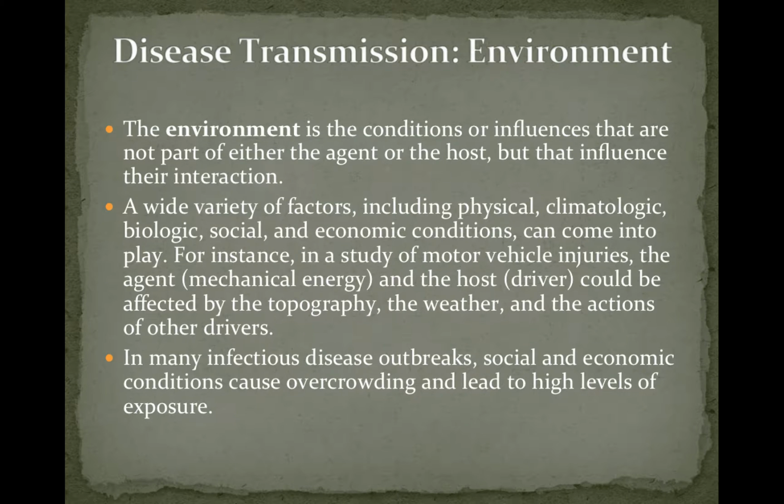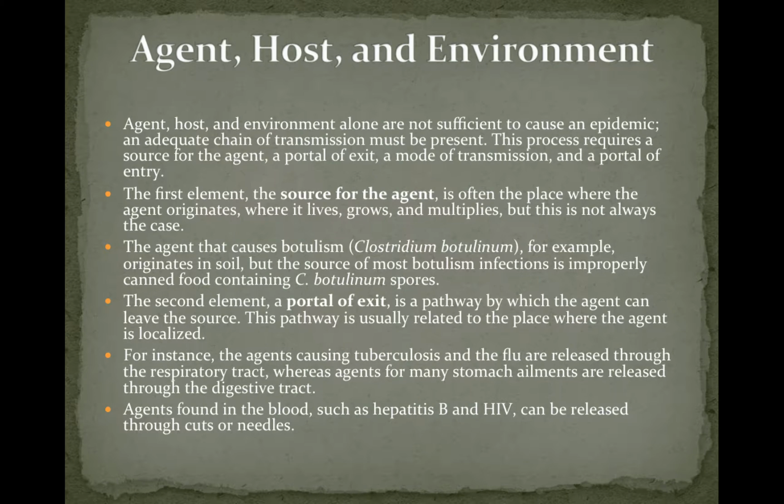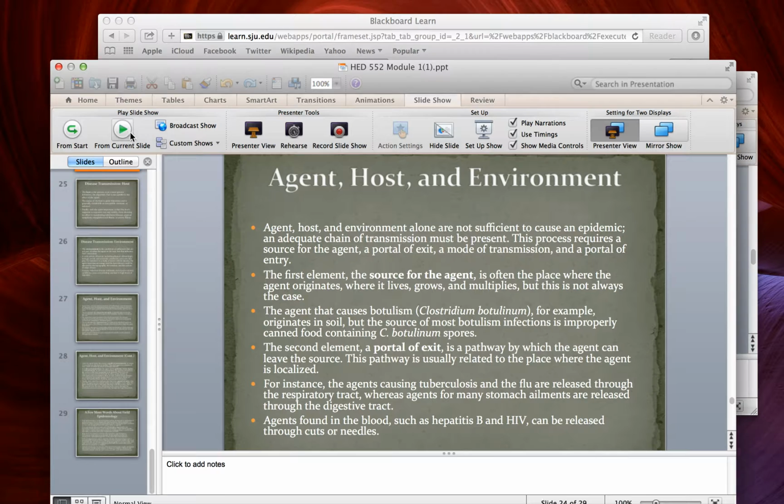Then the environment: the conditions or influences that are not part of the agent or host, but still influence their interaction. It could be physical, related to climate, biological, or social and economic conditions. So there's a whole variety of reasons why the environment plays a part. They don't talk about the vector here, only the agent, the host, and the environment, but we also need to consider the vector as well.